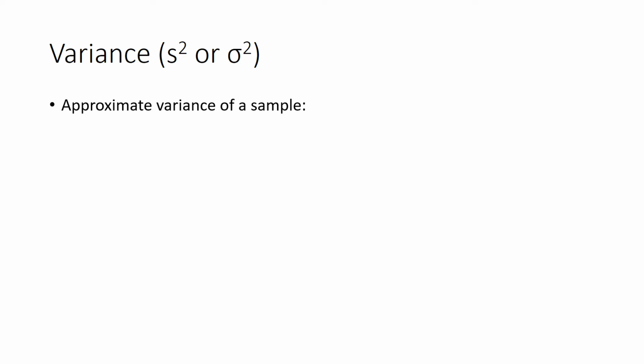Now, if you want to work out the variance of a sample, this is an approximation because we don't know the exact mean of all the data that's out there by definition because we've only got a sample. So that's why it's got a different symbol, s squared. And instead of mu, you've got x bar. Instead of capital N, you've got lowercase n. But it's the same formula with one difference.